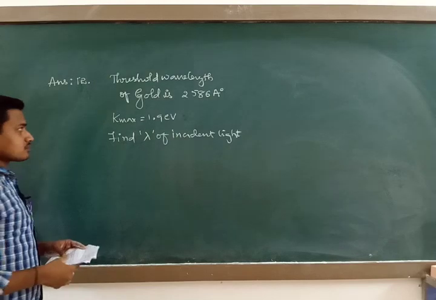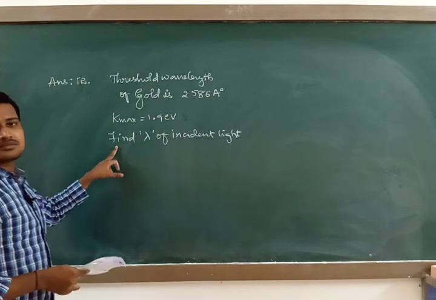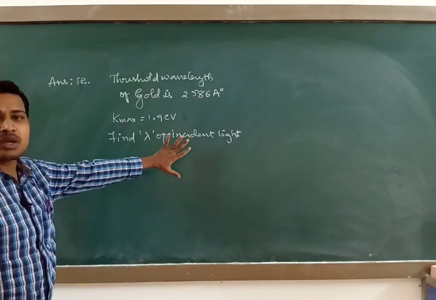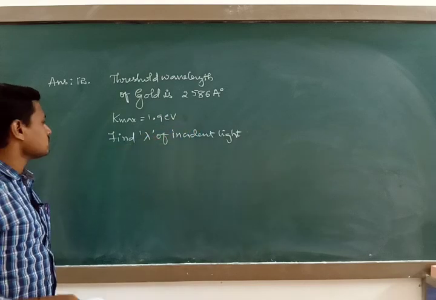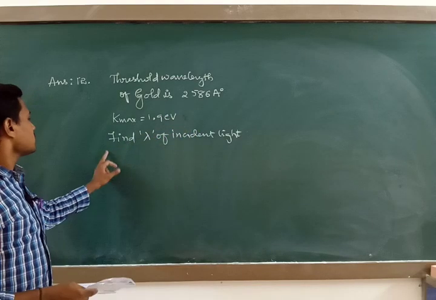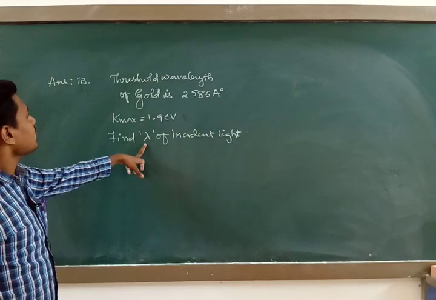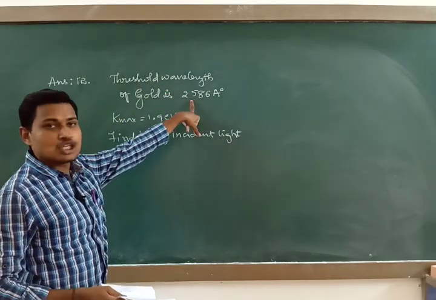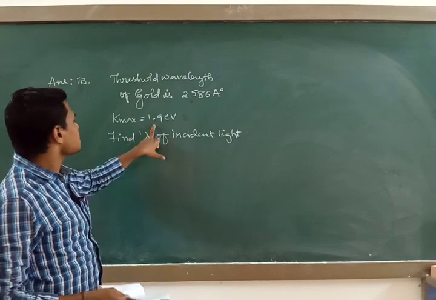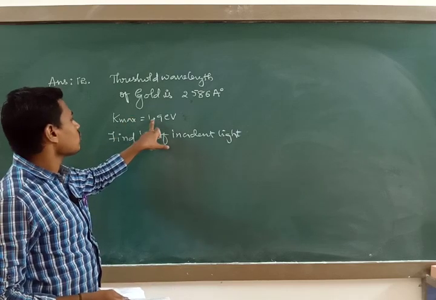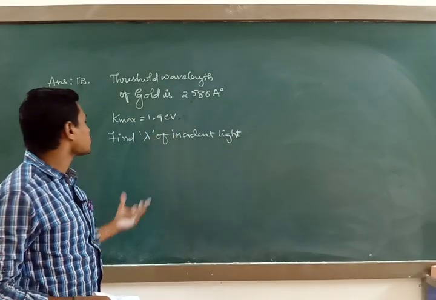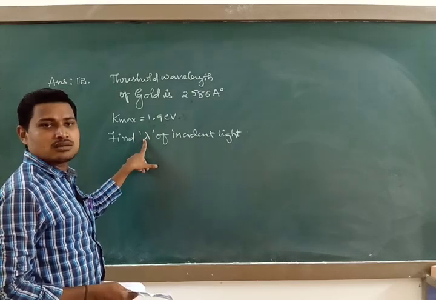It means I am incidenting some particular frequency. Definitely they have some particular wavelength also. Suppose if I incident a radiation of wavelength this much and it has a threshold wavelength this much, then it emits the kinetic energy of the electron 1.9 electron volt. Then what should be the incident wavelength?